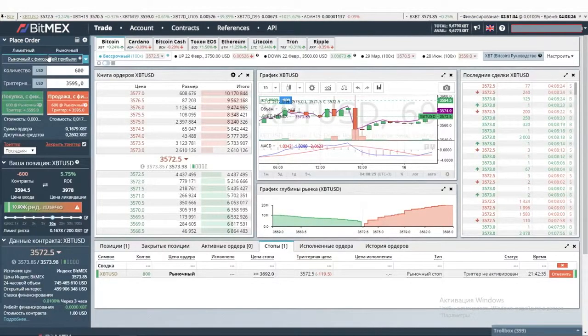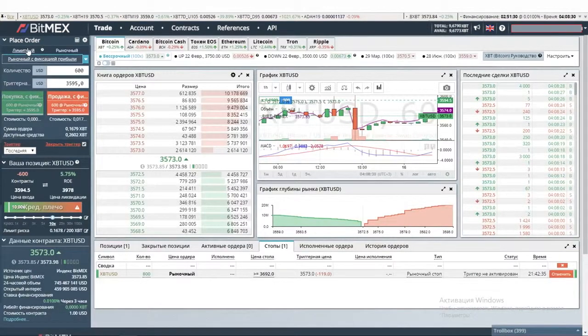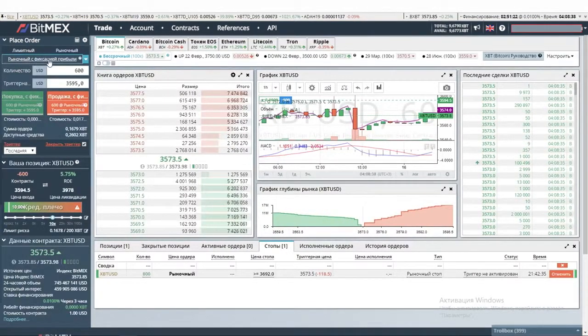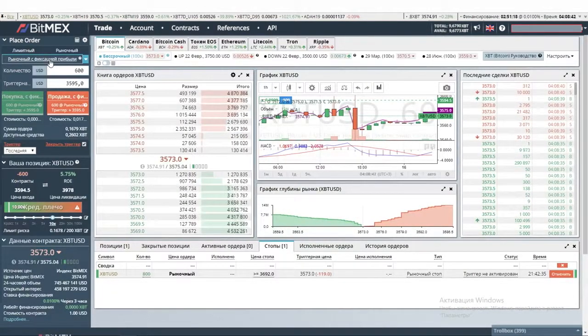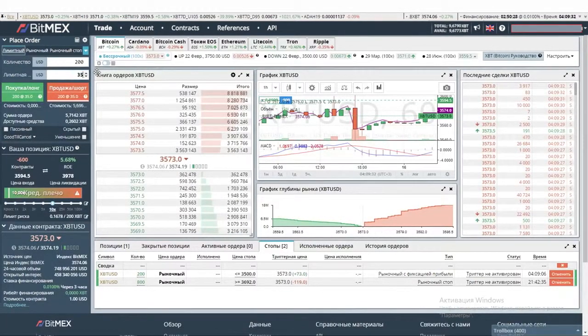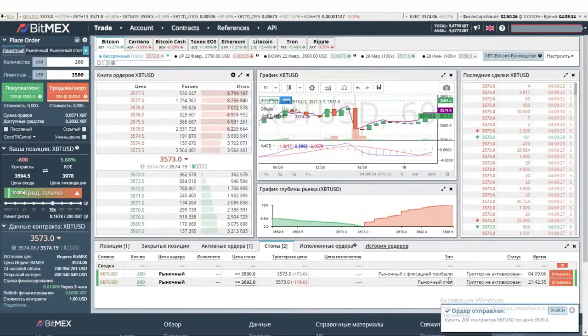I can just click on the limit order, write 200 contracts and set the price at 3,500. Click on buy, it will be absolutely the same, but there is one but. If we close the position with a market order, we will pay a commission, and if we close the position with a limit order, the commission will pay us.